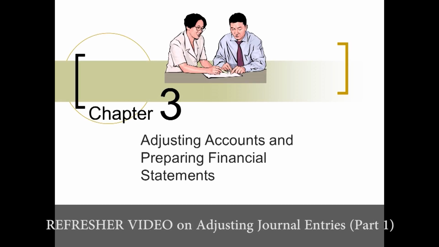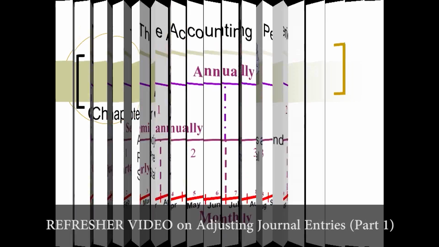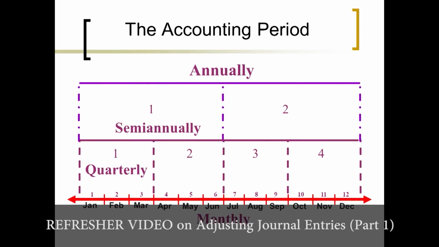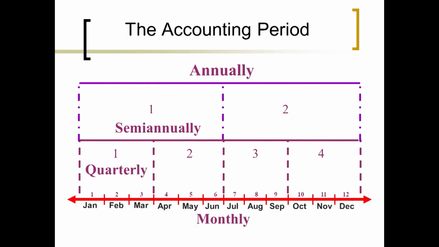Okay, we're going to talk about adjusting accounts and something called adjusting journal entries. Before we do that, let's lay down some foundation. Okay, we can define accounting into periods of time. That might be annual, that might be semi-annually, quarterly, weekly, or whatever.